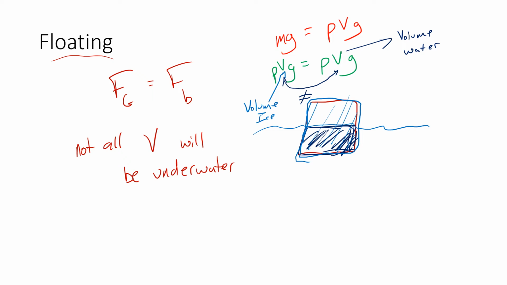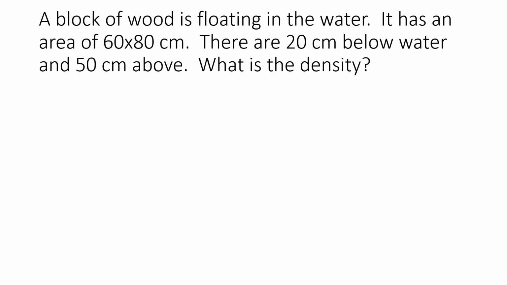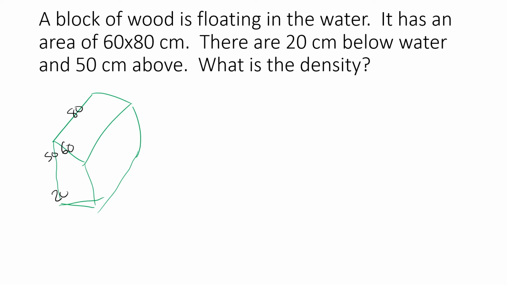All right, we're going to do an example here real quick. Let's do it. We have a block of wood floating in the water. It has an area of 60 by 80, that's parallel to the surface of the water. There's 20 centimeters below the water and 50 centimeters above. So here's my block of wood. Gorgeous. Let's put some measurements on there. We'll call this guy the 60. We'll call this one the 80. There's 20 below and 50 above. So that means our surface of water is going to be something like this.